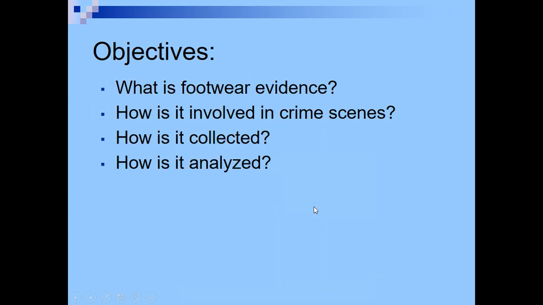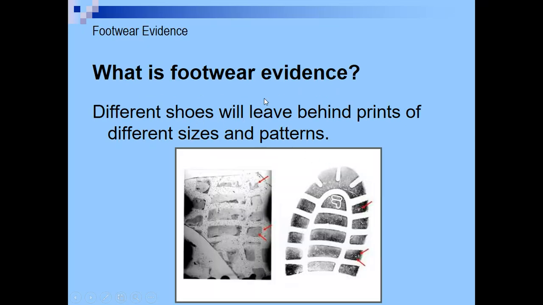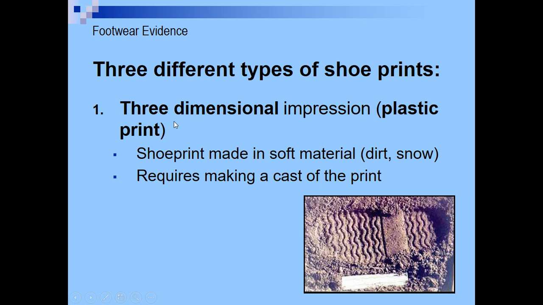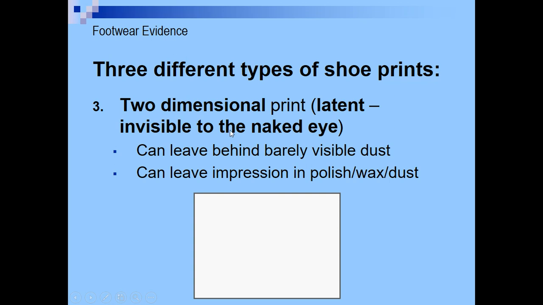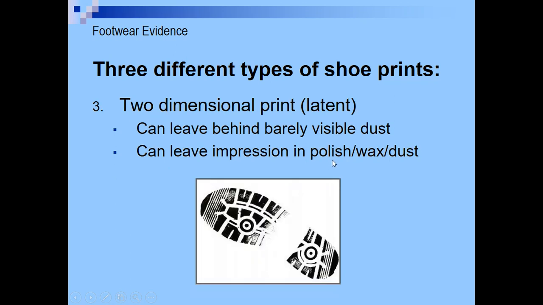So let's run back through. I know you hate when I do this, but let's go through it one more time. So what is footwear evidence? It's evidence left by socks, feet, but generally it's left by shoes. And there are different types of shoe prints that can be left at a crime scene. Those that are plastic, three-dimensional, made in a soft surface. Those that are patent but visible, two-dimensional, left on a hard surface. And then those that are latent, meaning not visible to the naked eye, generally left on a hard surface. And again, there are ways to make those more visible.